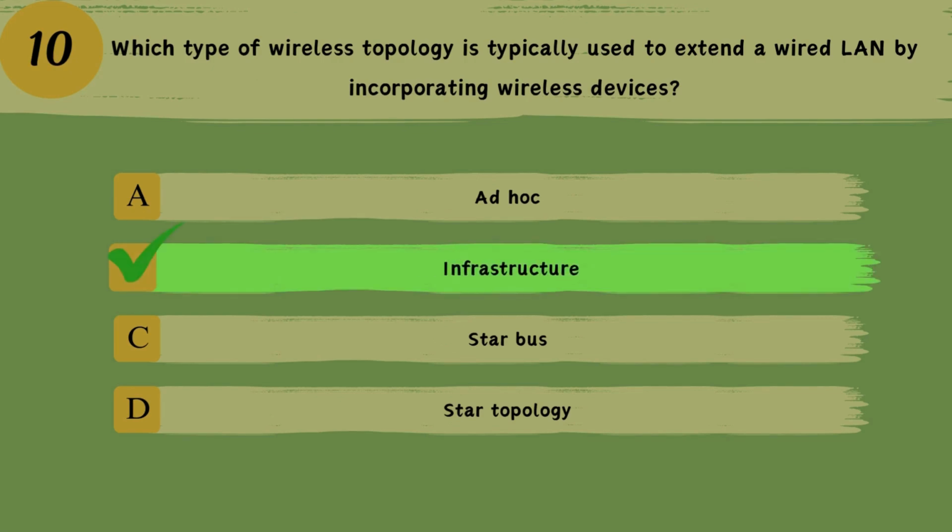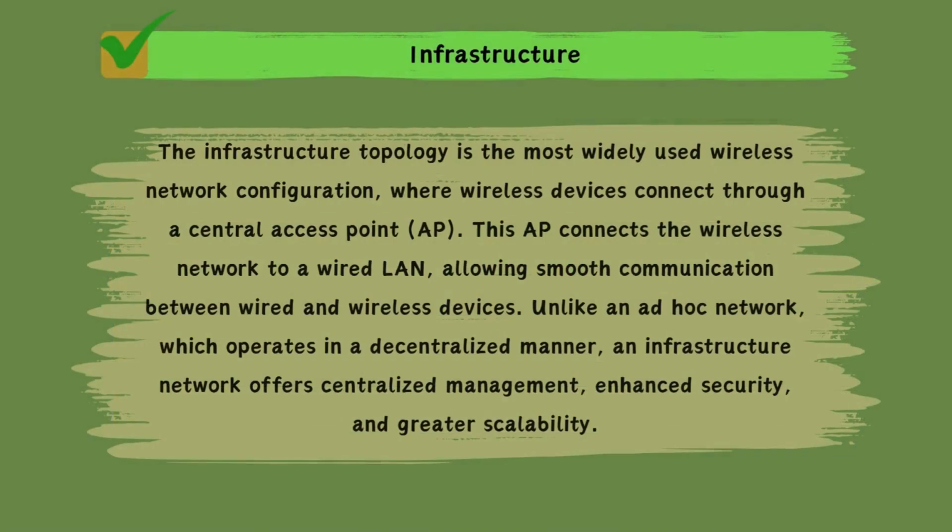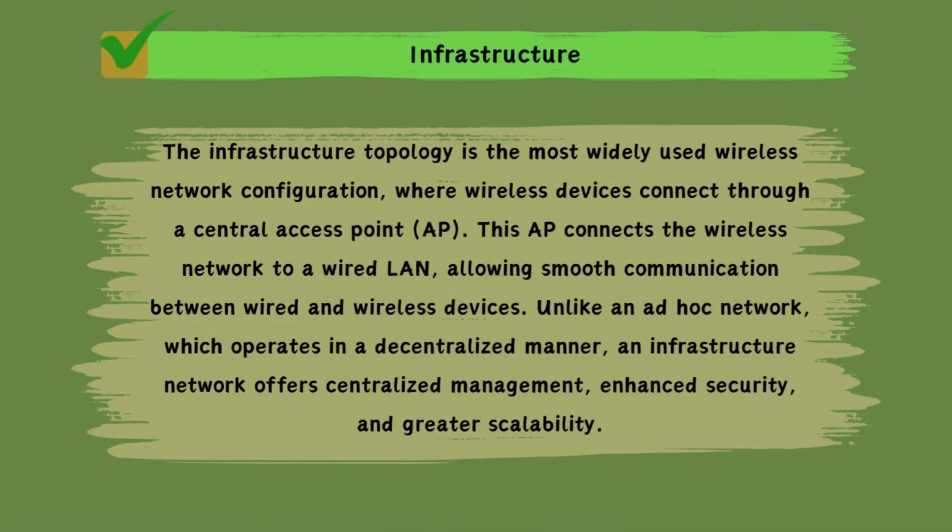Correct answer, B. Infrastructure. The infrastructure topology is the most widely used wireless network configuration, where wireless devices connect through a central access point. This AP connects the wireless network to a wired LAN, allowing smooth communication between wired and wireless devices. Unlike an ad hoc network, which operates in a decentralized manner, an infrastructure network offers centralized management, enhanced security, and greater scalability.